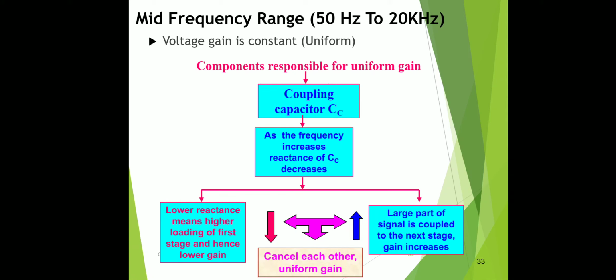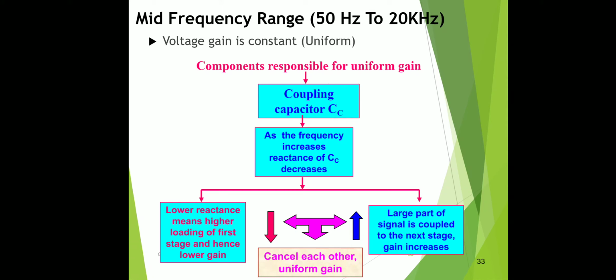This decreased reactance of the coupling capacitor means there is a loading effect on the next stage, and a larger part of the signal is coupled to the next stage. That means reactance is very less, so more signal is going to the next stage. More input applied means you will get more output. But because of this low reactance itself, the loading effect is more on the next stage. It is reducing the gain.